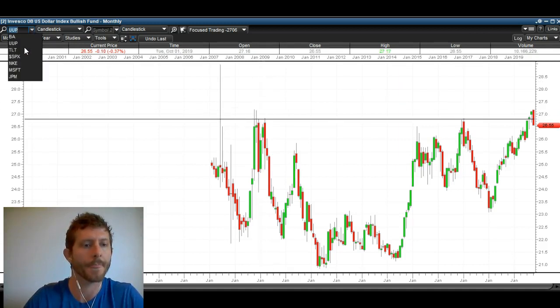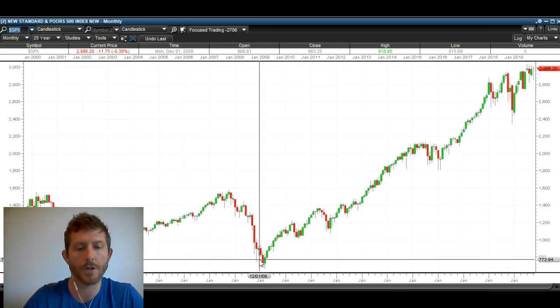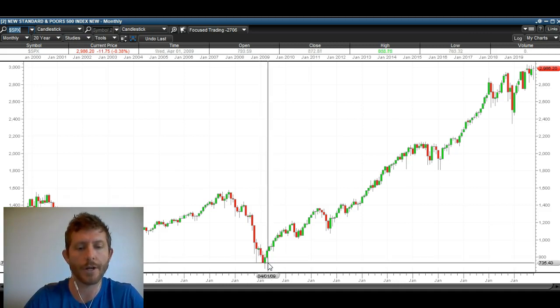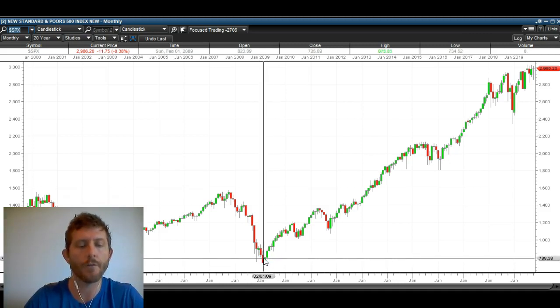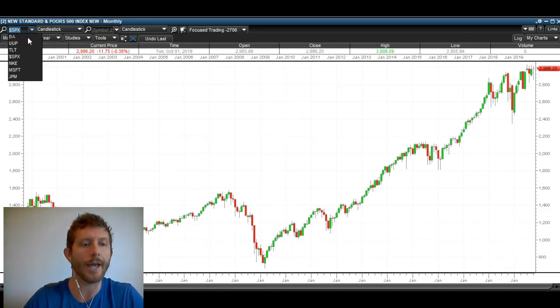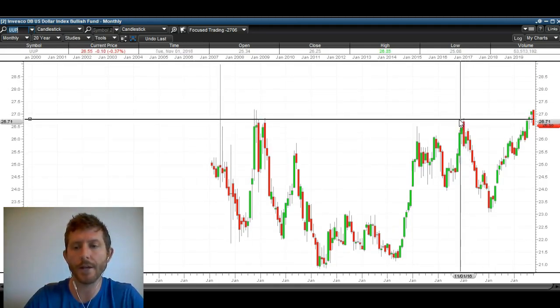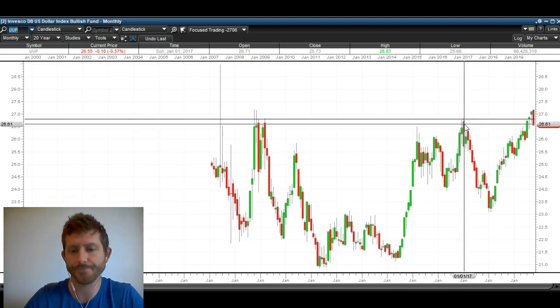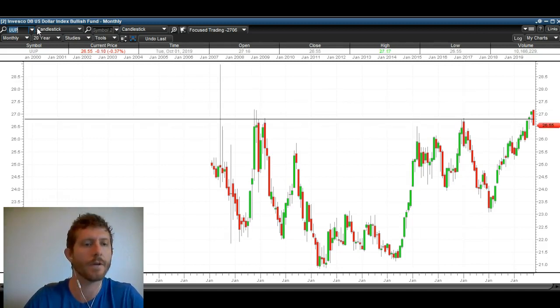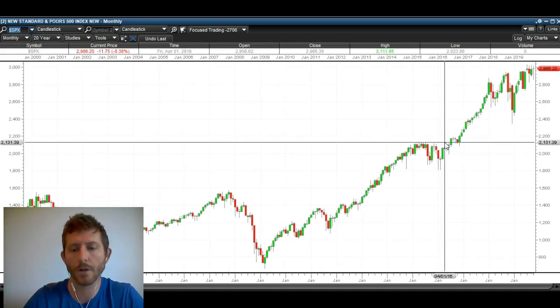Okay, we'll look at the S&P 500, and you can see again. Remember, December and January ended up marking the bottom here for the S&P 500, and we headed much higher after that. Let's take a look at the dollar chart once again, and you can see the most recent time that we hit this resistance right here was in about January of 2017.